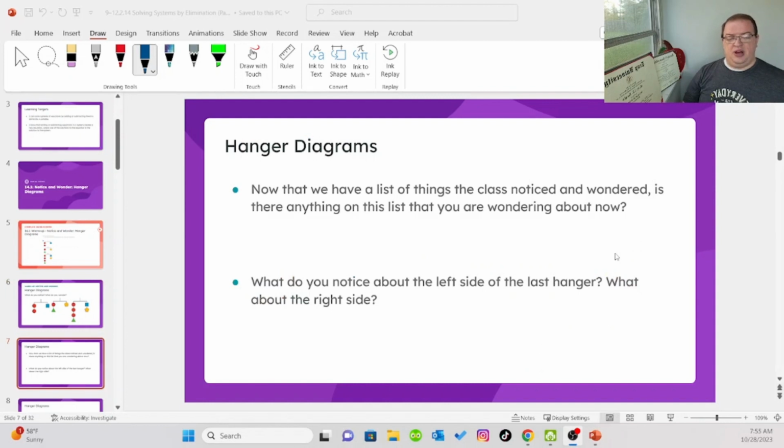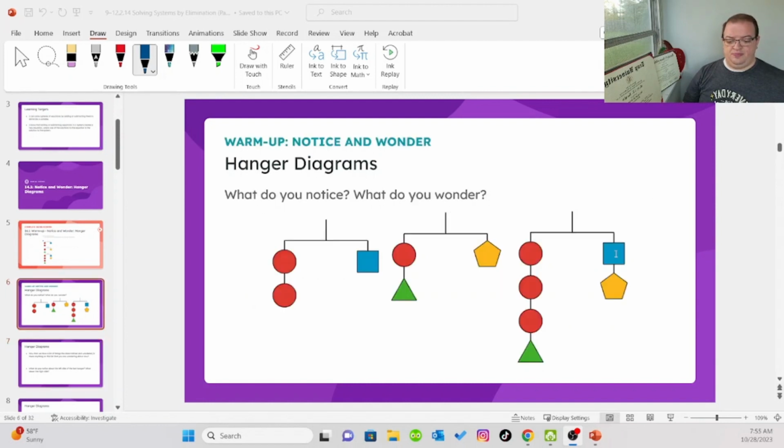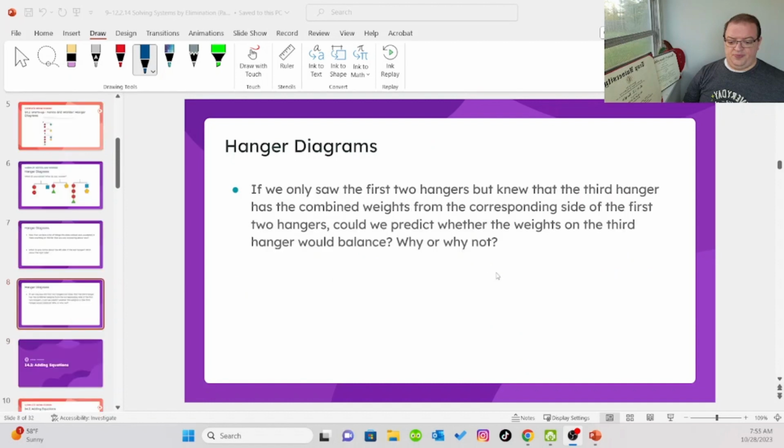What do you notice about the right side of the hanger? Well, the right side of the last hanger has one blue square and one yellow pentagon. Notice that the right side of the first two hangers also have one blue square and one yellow pentagon. If we only saw the first two hangers, but knew that the third hanger has the combined weights from the corresponding side of the first two hangers, could we predict whether the weights on the third hanger would balance?